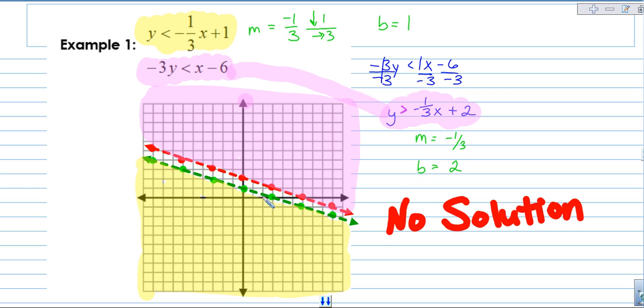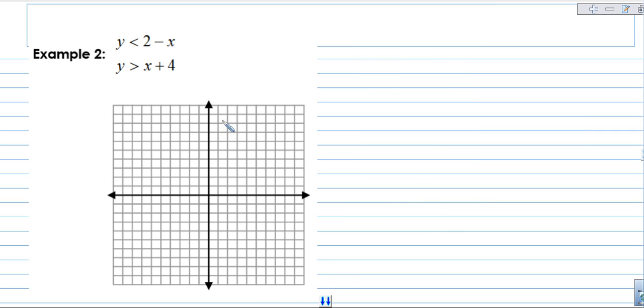Okay. Again, we could have had the top one shaded down and then the overlapped region would be here, or the bottom one would be shaded up and the overlapped region was here. We could have the top one shaded down and the bottom one shaded up at the same time, and the overlap region would have been in the middle. But in this particular case, they shaded away from each other, leaving a gap in the middle, which means that there was no solution.